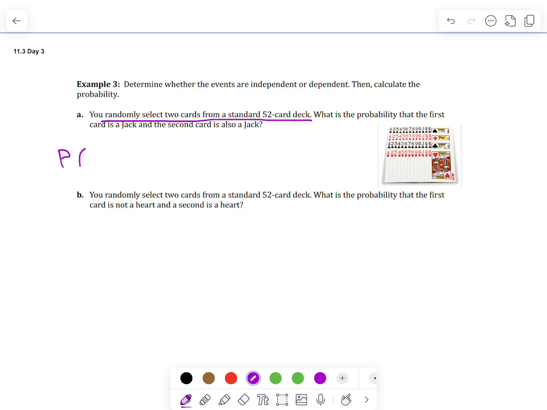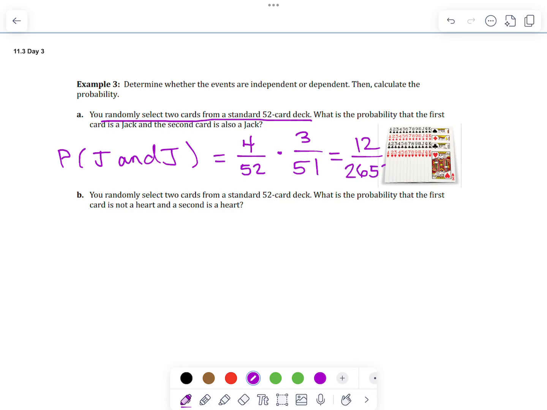So the probability of a jack and a jack. The first jack is chosen, so there's 4 jacks in a deck out of a total of 52. The second event, now there is one less jack in the deck and one less card in the deck, and then you multiply across. And then you reduce that fraction down. It has a common factor of 12, so 1 over 221.